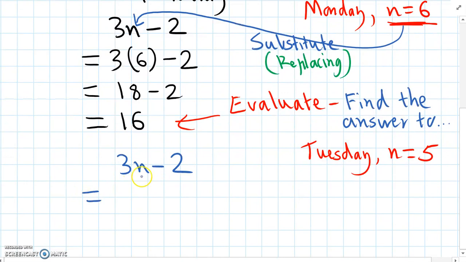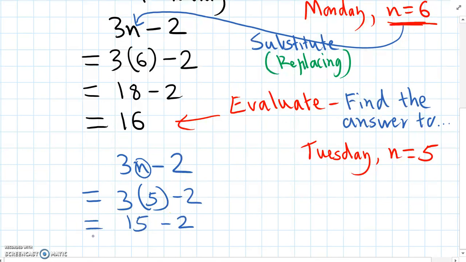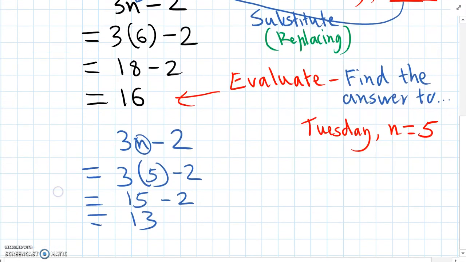So wherever the n was, we're swapping and we're substituting n equals 5. 3 times 5, take away 2, which is 15, take away 2, which is 13. So we can substitute different numbers into any expression, and then we can find the answer or evaluate it.